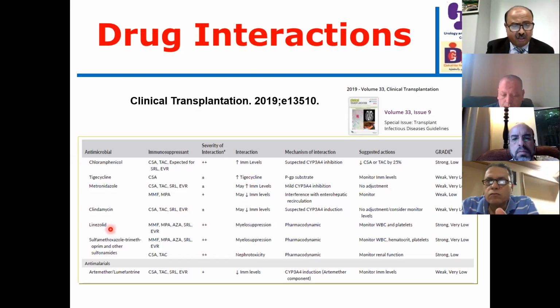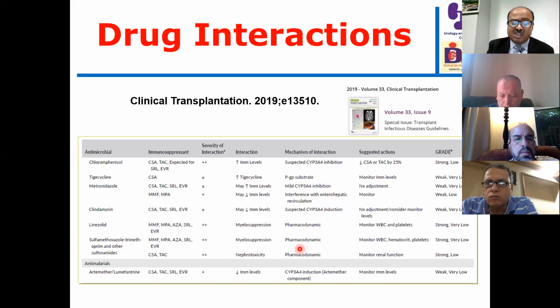Here, linezolid is associated with myelosuppression. It's pharmacodynamic if it is combined with antiproliferatives and the mTOR inhibitors. Sulfamethoxazole trimethoprim, myelosuppression with antiproliferatives. So what we should do is to monitor CBC when we treat these patients.